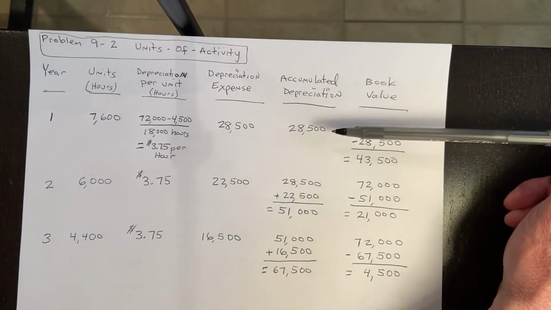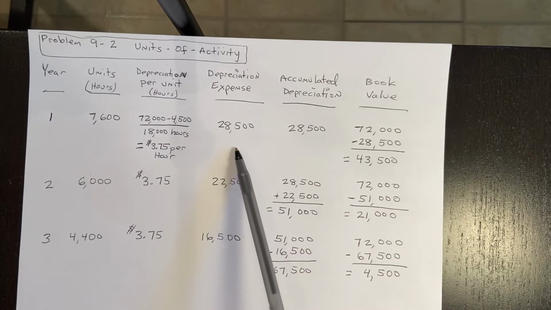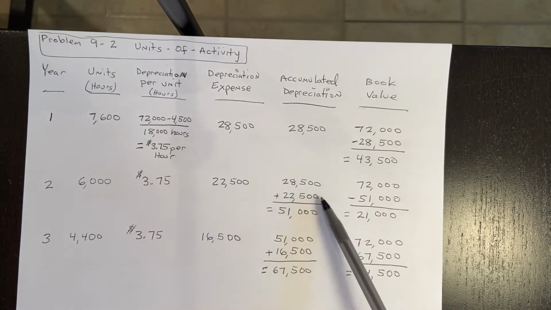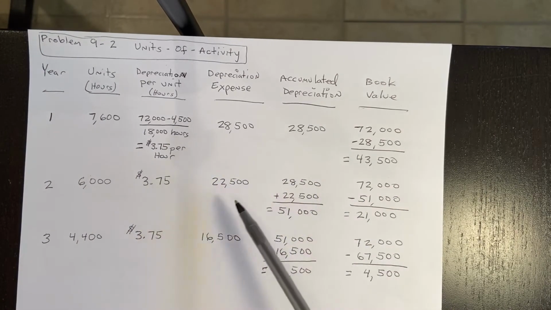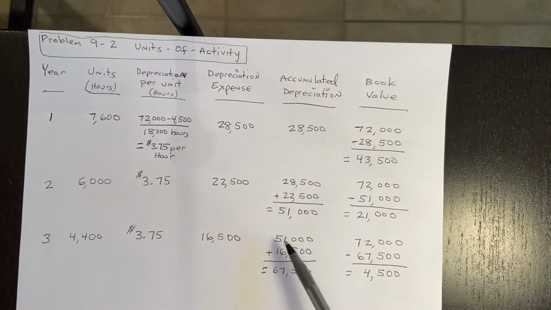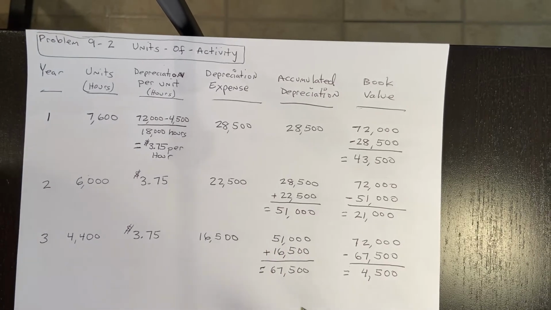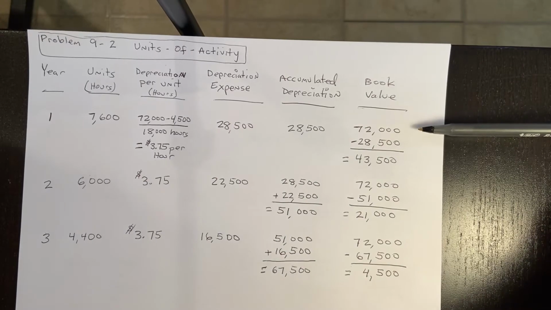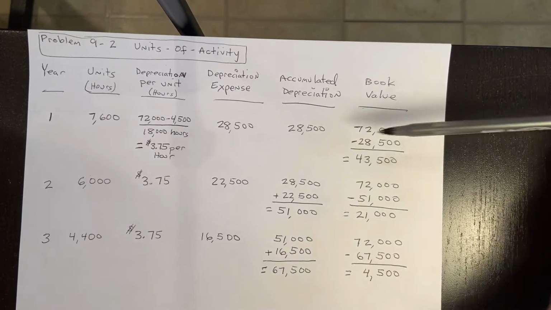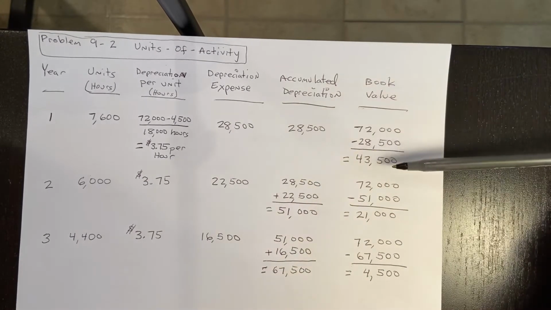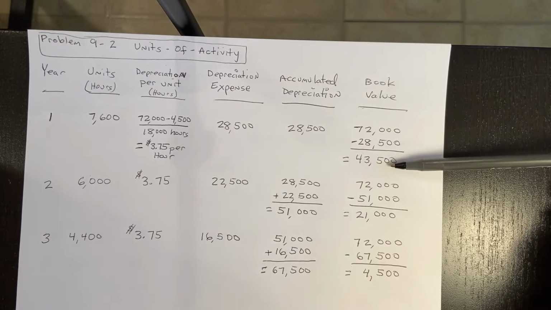Accumulated depreciation in the first year is always whatever you put here. The second year is going to be this number plus that, which comes out to 51,000. The third year is going to be 51,000 plus that, which gives you 67,000. Again, the book value is always going to be the cost minus whatever you have over here. So it comes out to 43,500.